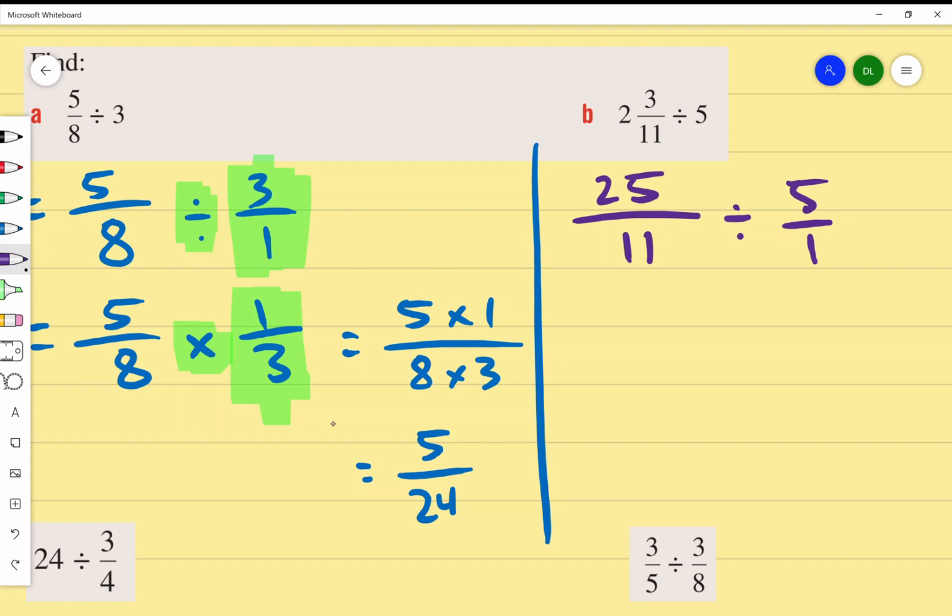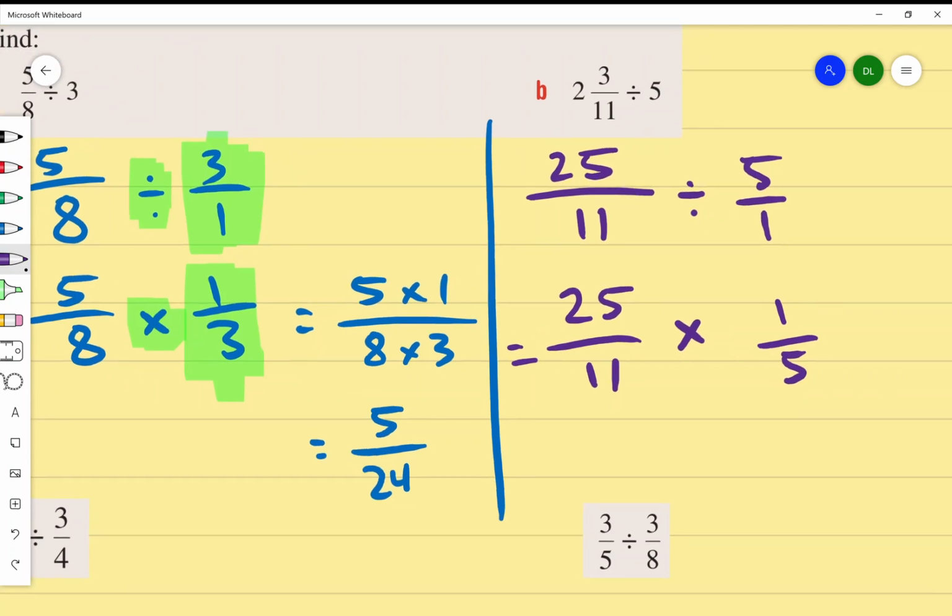Good. 1 over 5. So 25 over 11. 1 over 5. And what do I do to the symbol? Times it. Good. Yes, Taylor? Let's simplify it now. Sweet. So for those of you that don't remember last lesson, you can either simplify now or you can simplify later. Let's do it now. So what number goes into both, let's say 25 and 5?